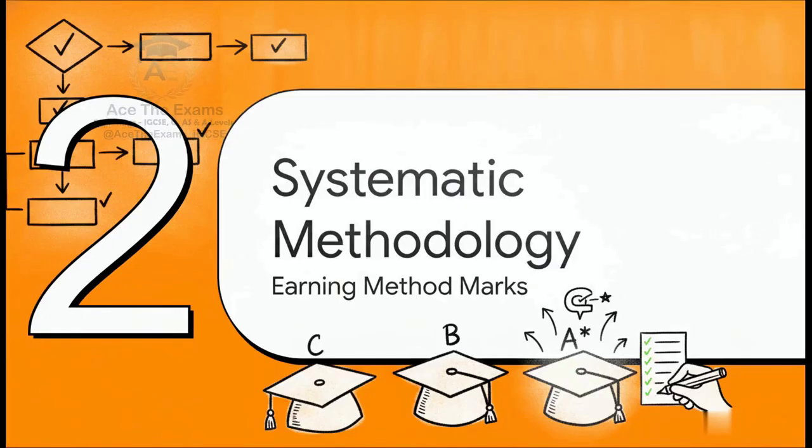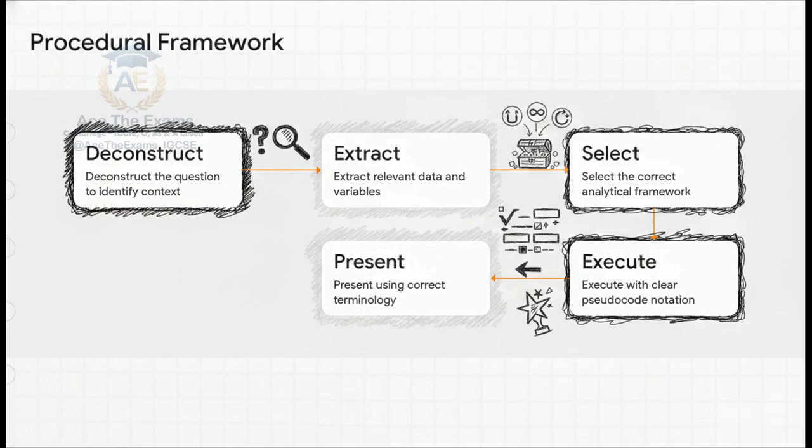Moving on to Part 2. The systematic methodology, and how to earn those crucial method marks. Look, in a high-stakes exam environment, a tiny syntax error might cost you a single accuracy mark. But if your underlying logical flow is correct, you can still sweep up the vast majority of the method marks.